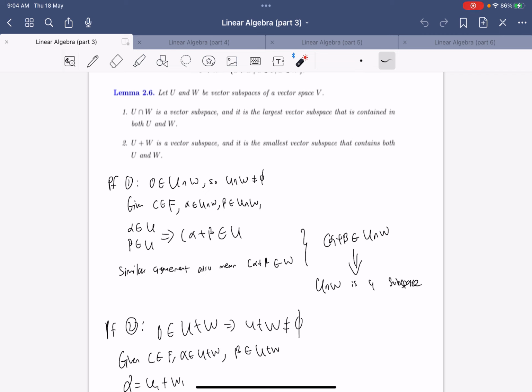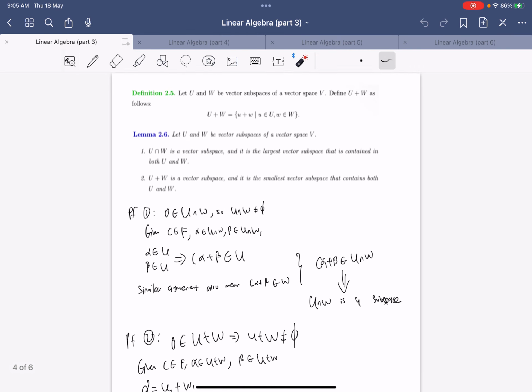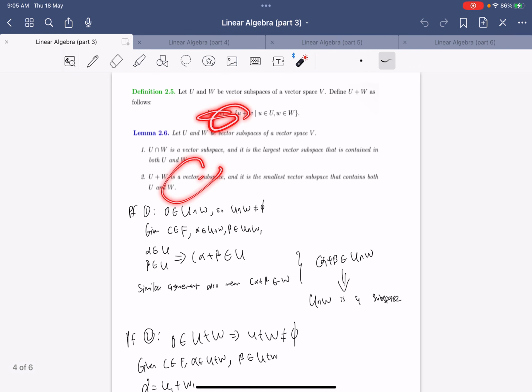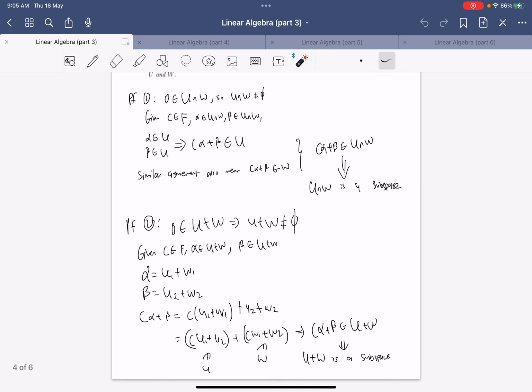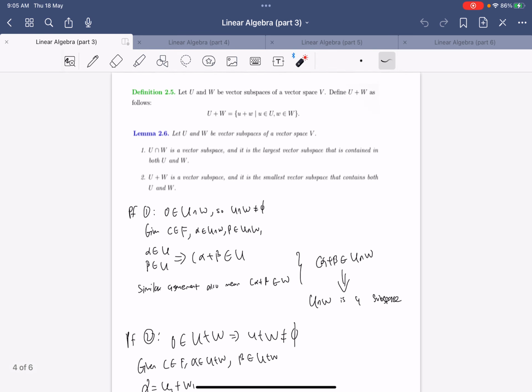And if you want to show that it's the largest subspace contained in both U and W, you can just take any such subspace and show that it will be contained inside U intersect W as well. And the proof of the second one, that U plus W is a vector subspace, also follows from the subspace criterion, which I'll leave you to read on your own.